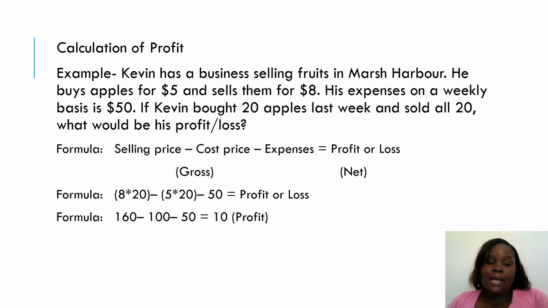$5 times 20 is his cost price. $5 represents the cost he purchased the apples for, and 20 is representing the amount of apples that he sold. And in the question, it also gives us his weekly expenses, which is $50. So this is how you calculate profit.